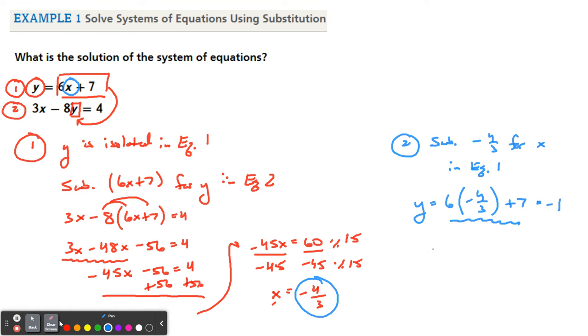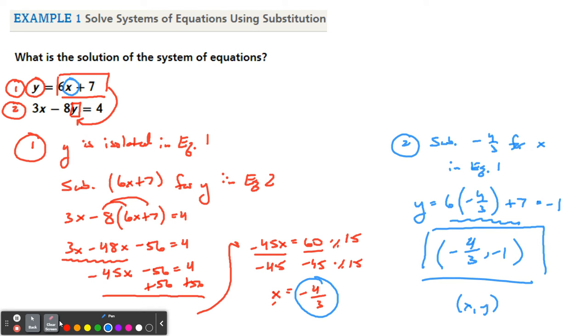And here is your point. The answer, the solution. X, comma, y. Negative 4/3, negative 1. Again, it's a point. X, y. Where these two lines cross.